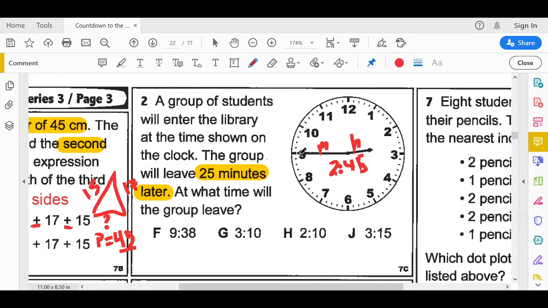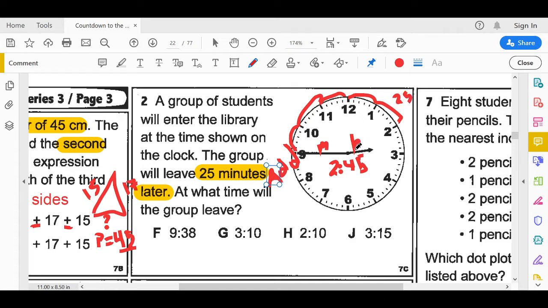So what I'm going to do here is, from the clock right here, I'm going to use my clock to make it easier for me. I'm going to add 25 minutes because it says later. So add. You need to add those 25 minutes to the time that you already have on your clock. Okay. So 2:45 right there. Let me add 25. This is 5, 10, 15, 20, and 25. I already added 25 minutes.